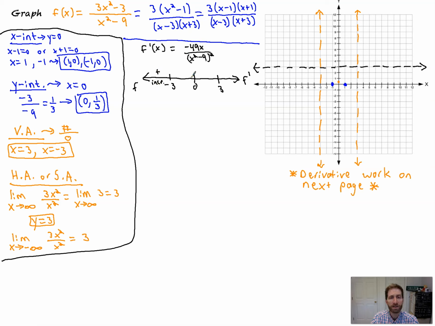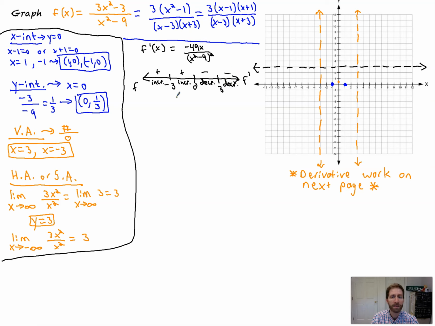Then from negative 3 to 0, negative 1. Negative times a negative is a positive. That's always positive, so we're still positive, still increasing. Isn't that sweet? I think so too. 0 to 3, 1. Negative times positive 1 is a negative. Always positive, so we got a negative, so now we're decreasing. And greater than 3, 82 billion times negative 49 is negative, divided by a positive is still negative.